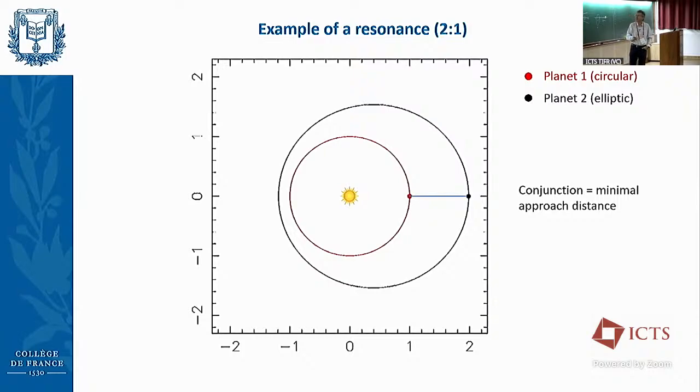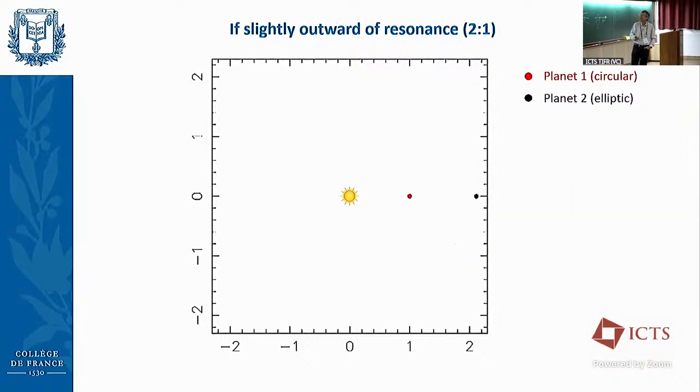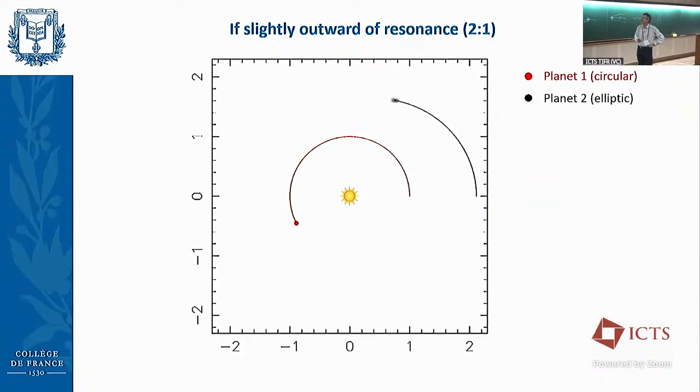Now let's see what happens if the planets are almost in resonance, but not quite. So the outer planet is slightly outward of the rest. We start the movie as before. By eye at the beginning, you don't see anything particularly different from what happened before, but you can see that when the first planet closes the orbit, the second one is a little bit behind.